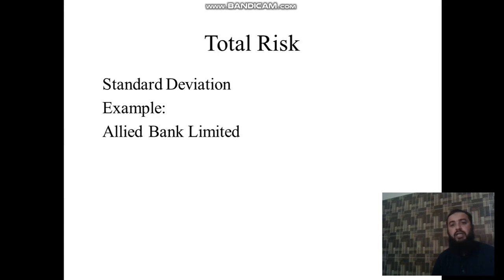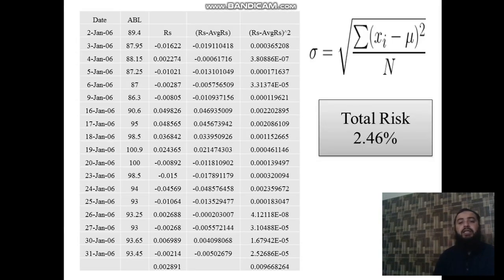In this course, I will even help my students learn how to download the data of the given securities, so you would be able to calculate the total risk of the given security. So I'm considering Allied Bank Limited monthly data. You can see that the total risk is calculated by using the standard deviation. Standard deviation actually shows you the degree of variation in a given security or in any given data.